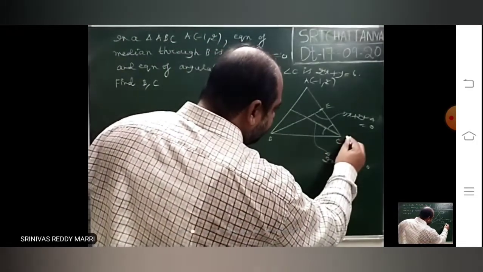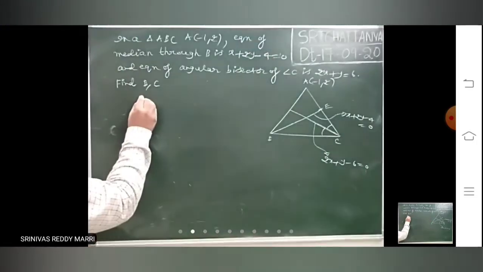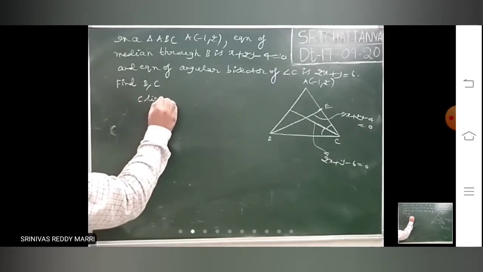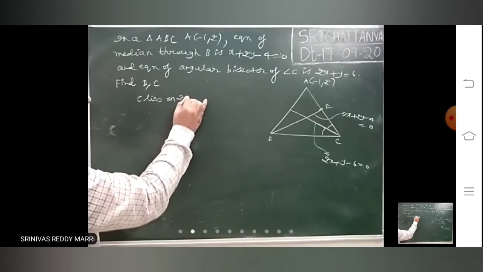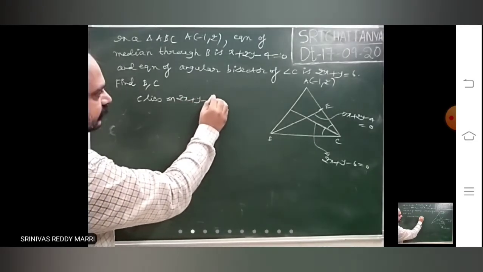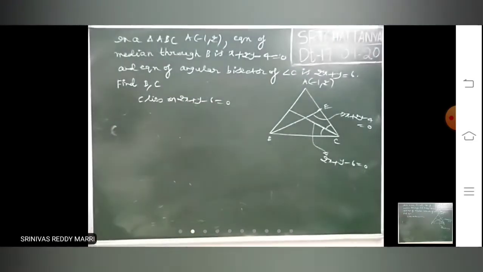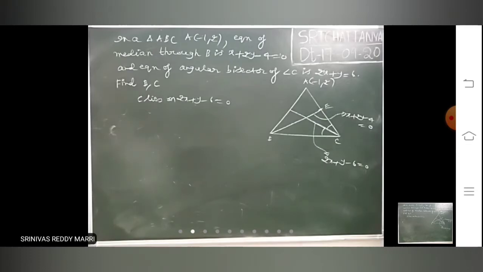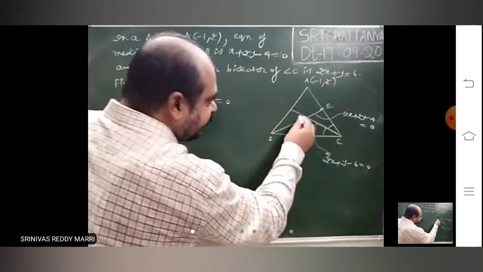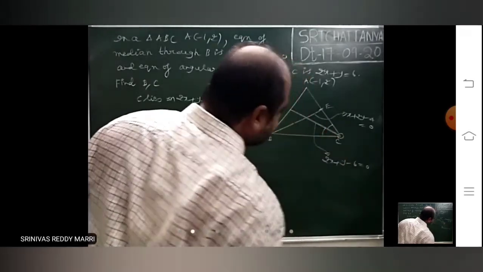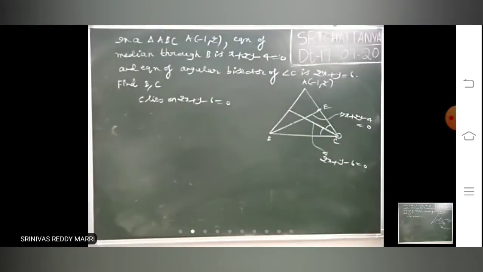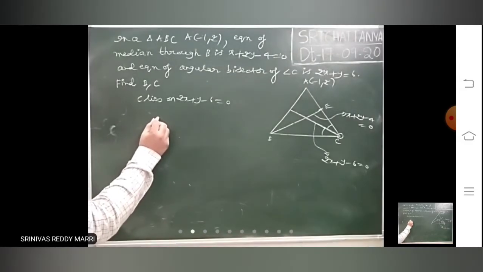This C point I want to take. As it is the angular bisector, C lies on this line clearly. This is the angular bisector. C is the point lying on that line. Now I want to take that point.